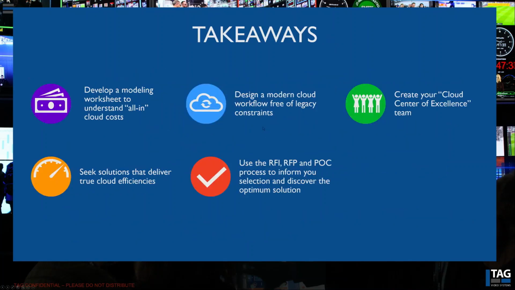So our takeaways. Develop a modeling worksheet to understand all-in cloud costs. Design a modern cloud workflow free of legacy constraints. Create that cloud center of excellence with your team. Seek solutions that deliver true cloud efficiencies. And use the RFI, RFP, and POC process to inform your selection and discover the optimum solution.